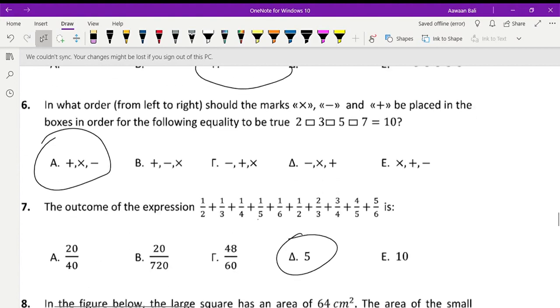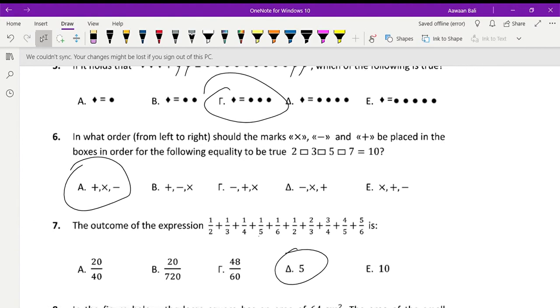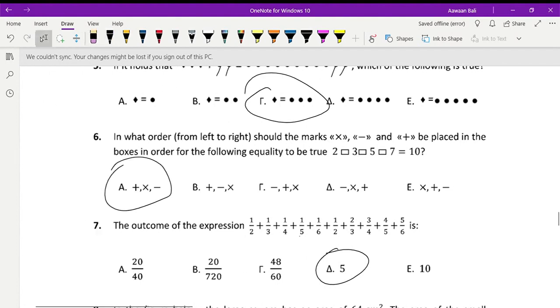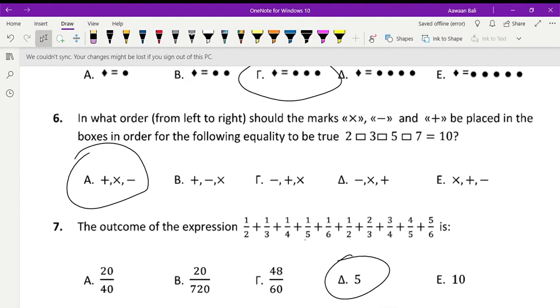In what order from left to right should the marks multiplication, subtraction, and addition be placed in the boxes in order for the following equality to be true: 2 space 3 space 5 space 7 is equal to 10. Here we're using BODMAS or BIDMAS. For most people here, I think BIDMAS is how they say it. But I don't know. So you could say BODMAS or BIDMAS. I'm gonna use BODMAS in this case. If you're confused, just think of the O as the I.